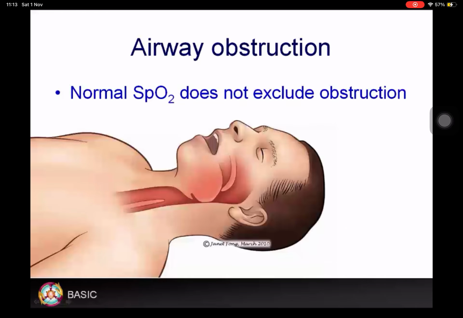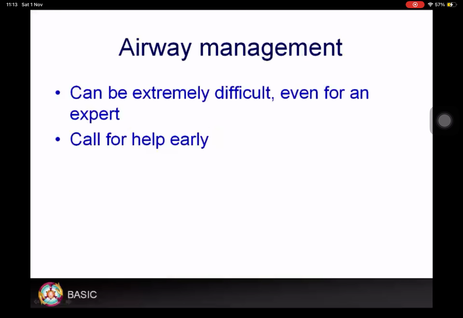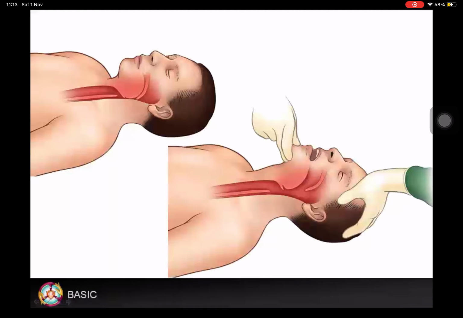The normal saturation does not exclude obstruction, particularly in a patient receiving oxygen. It is important to realize that airway management can be extremely difficult, even for an expert, so call for help early. Start with a basic airway maneuver, the head tilt chin lift.